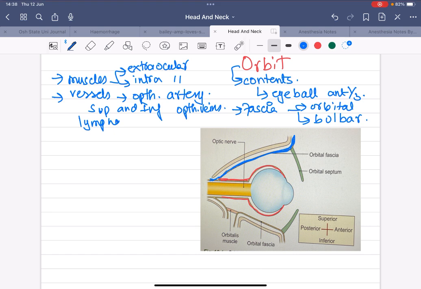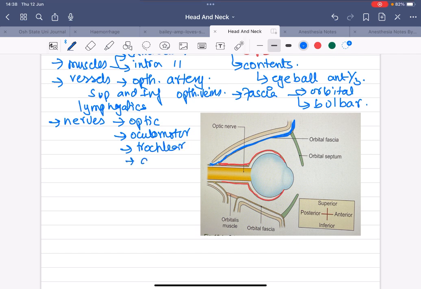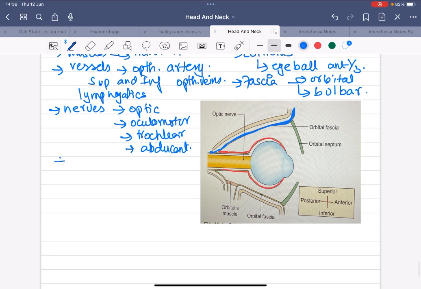And a very important thing, the nerves which are in relation to the orbit. It is your optic nerve, the second cranial nerve, the oculomotor nerve, third cranial nerve, trochlear nerve, abducent nerve, and the branches of the ophthalmic nerve, the maxillary nerve, and the sympathetic nerves. All these are in relation to the orbit. Then the next thing present in the orbit is the lacrimal gland, and the last thing is the fat.